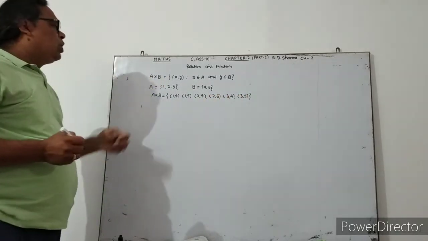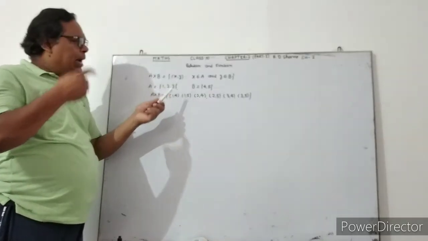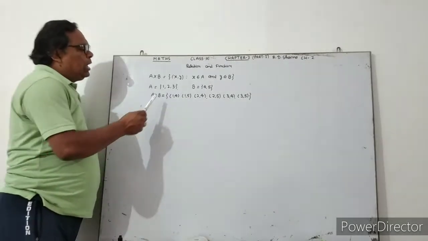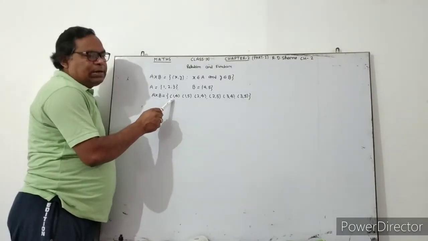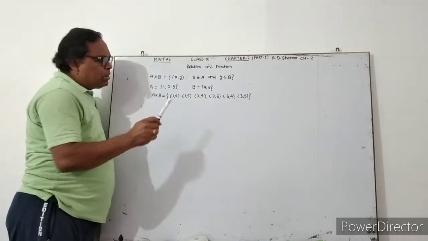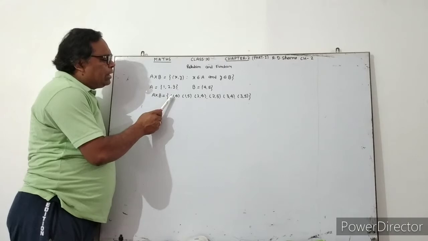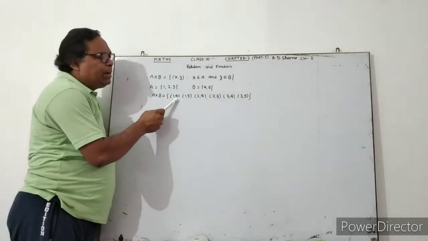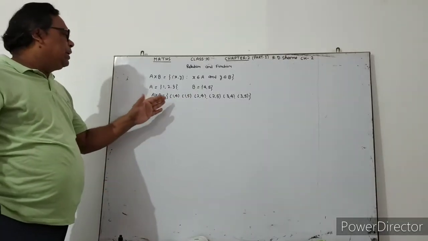This is A cross B. Here A is a non-empty set and B is also a non-empty set. Then A cross B consists of (x, y). The first element, the first position of the pair, belongs to A, and the second position belongs to B.